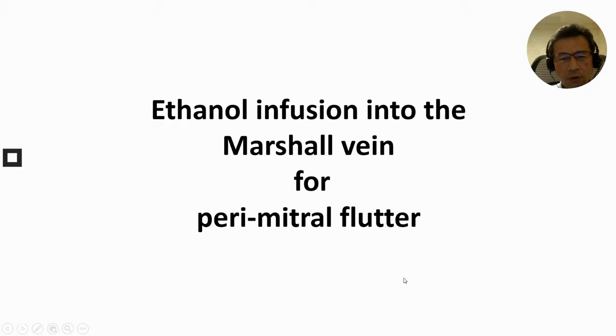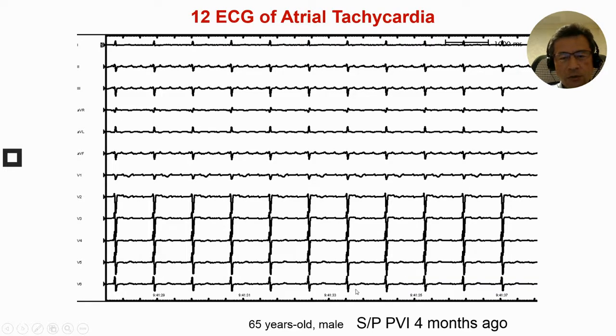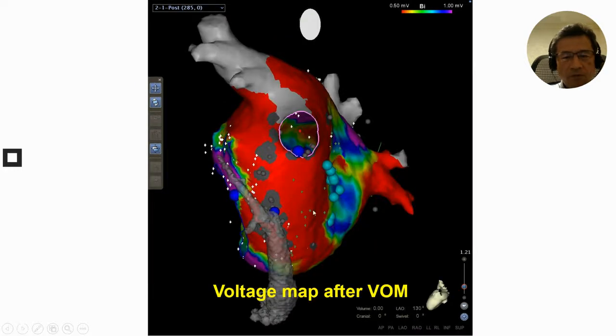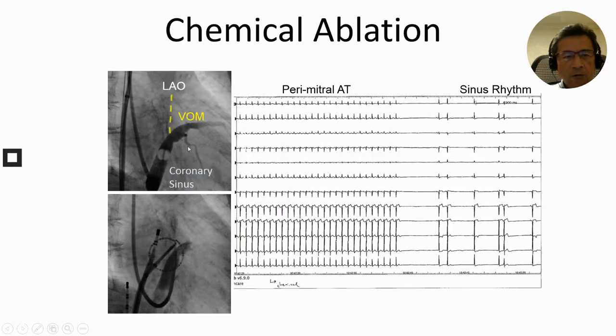How about perimitral flutter? This patient underwent PV isolation 4 months ago and suffered from atrial tachycardia, as shown here. Utilizing the current mapping system, the activation map shows counterclockwise rotation along the mitral annulus. After performing the chemical ablation of the Marshall vein, we were able to create a scar area along the Marshall vein area, as shown here. We infuse ethanol into the Marshall vein. After administering the ethanol, the perimitral flutter could be terminated, as shown here.